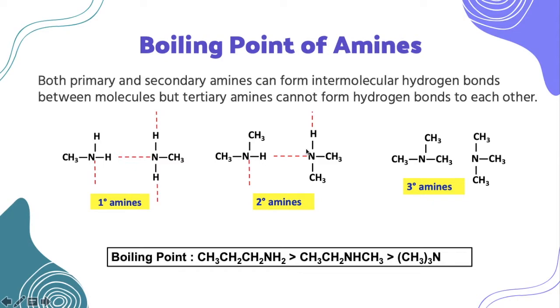In secondary amine, one secondary amine molecule can only form 2 hydrogen bonds with other secondary amines or other amines. So that's why primary amines have higher boiling point than secondary amines.